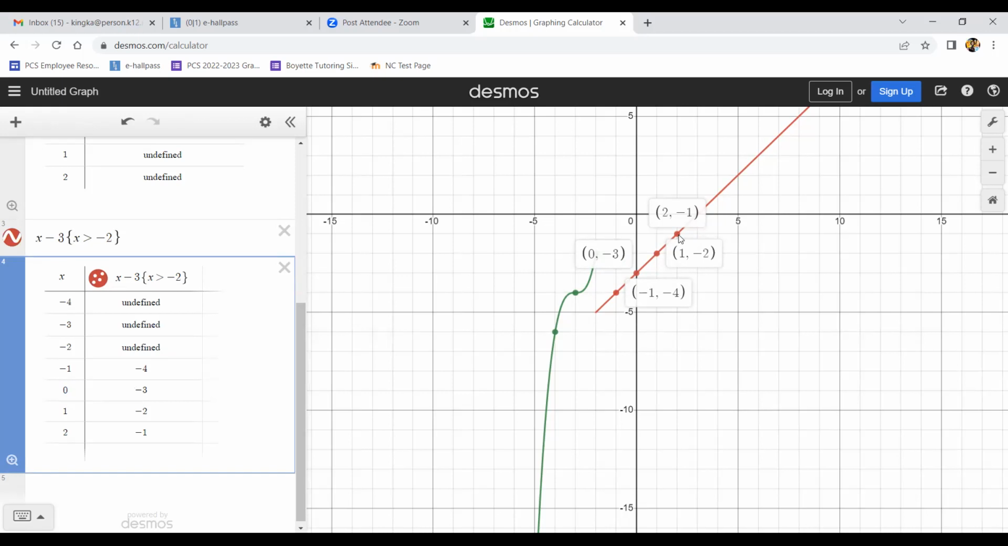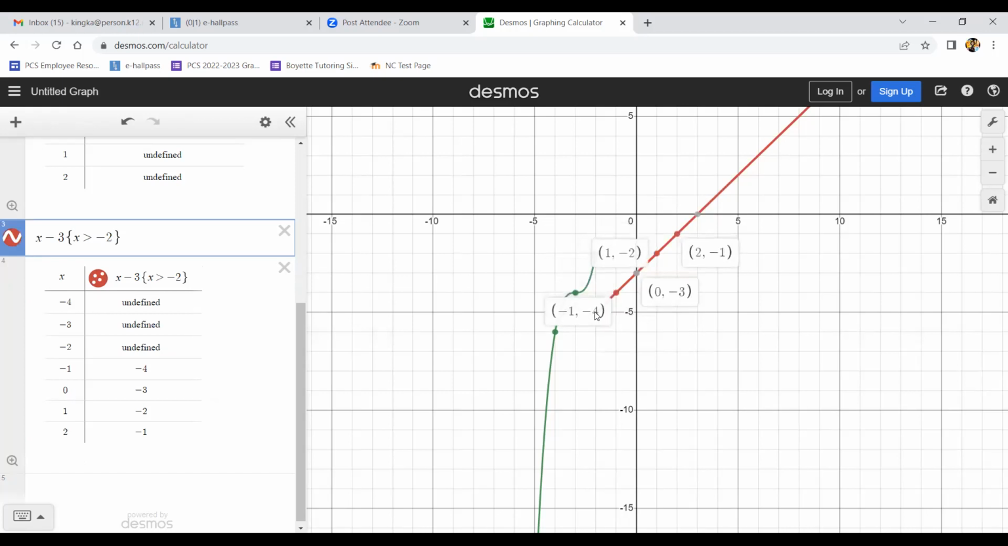But -2, -5 was not filled in. And it won't even show up. It won't stay showed up for me. So -2, -5, I have to see that just by looking with my eyes. It won't tell me it's an actual point on the graph since it's not a filled in point. But I can see that's the point that would be there.